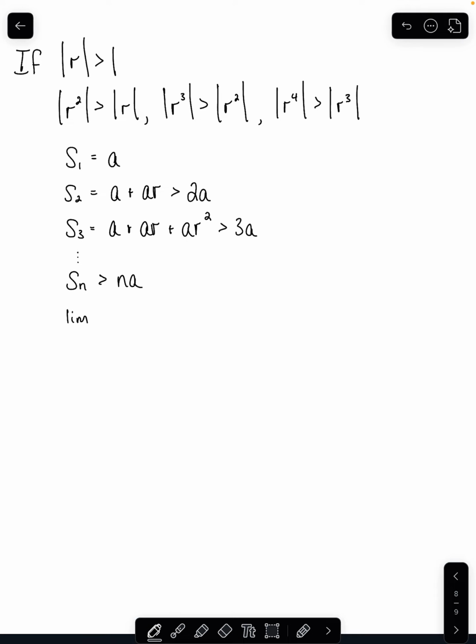We already know that the limit as n goes to infinity of n times a is infinite, which means that the nth partial sum also approaches infinity. And thus the series would diverge. It's not that hard to show that if r was negative, we would simply end up with an alternation of the terms, but it still would result in the same thing.